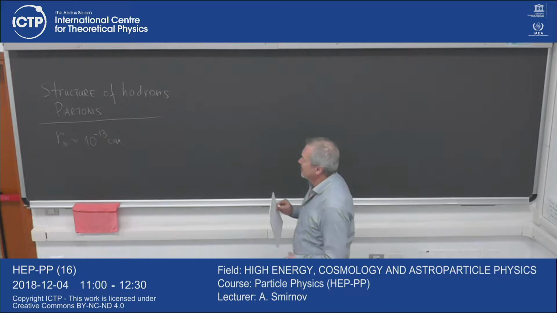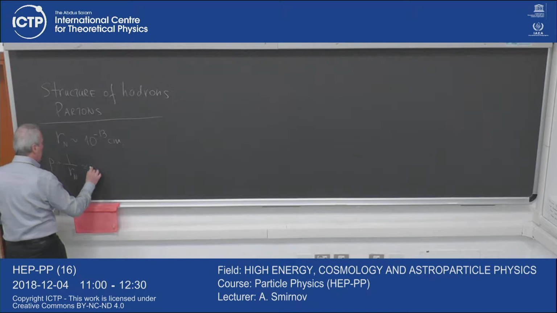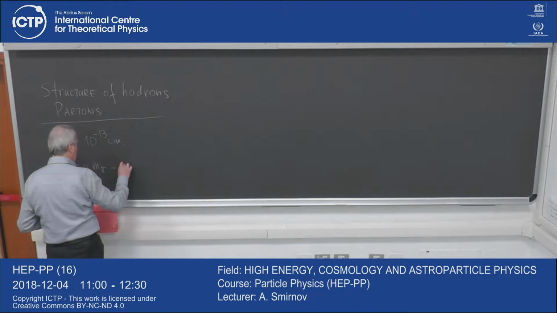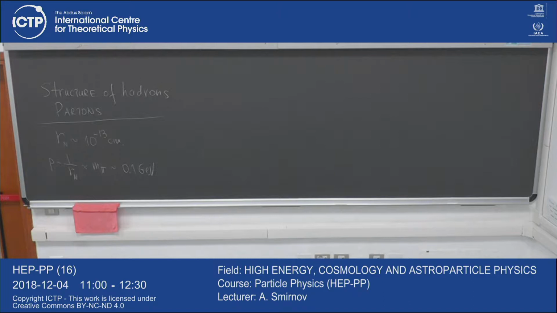That would correspond to momentum P, which is 1 over lambda, approximately equal to the mass of pi, and this is approximately 0.1 GeV, which is not accidental because pi, as we think, is a particle responsible for nuclear structure. This is the size of nuclei.